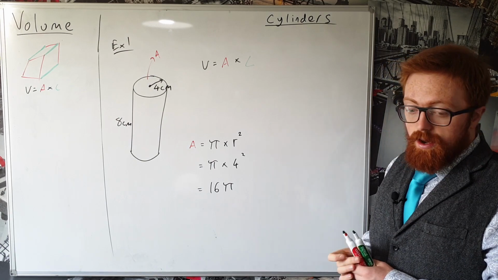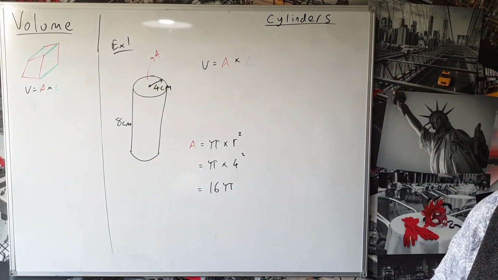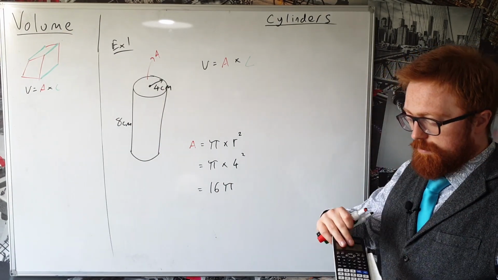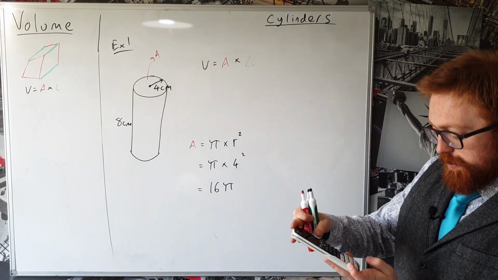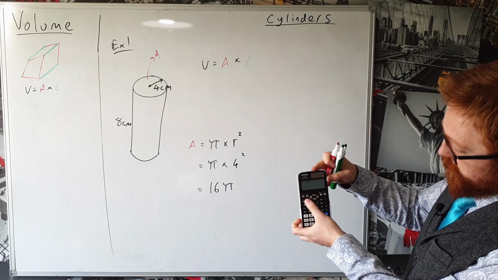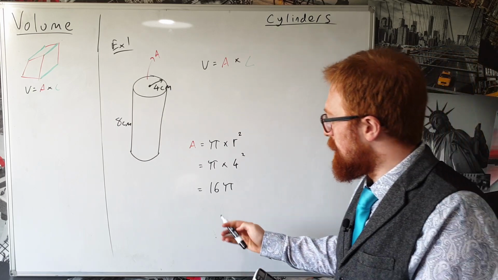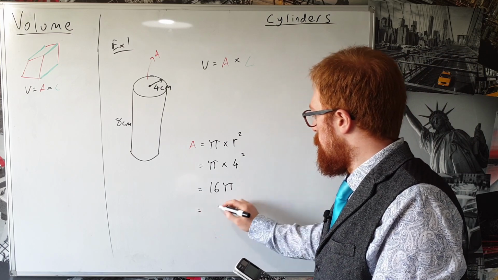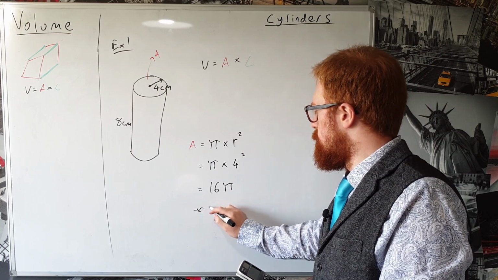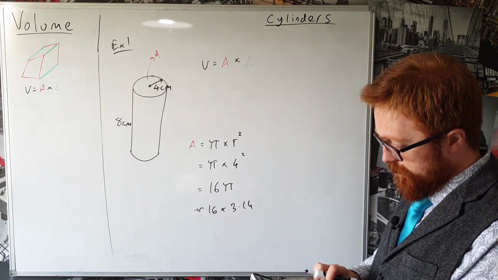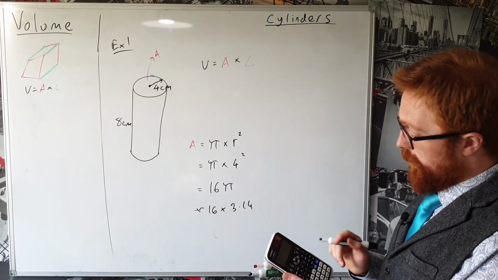And if you want an approximation to that, if you grab your calculators, you can either use the pi button, which if you've got a Casio is shift and then the standard form button, or you can just do 16 times 3.14, which is approximately equal to 50.24.